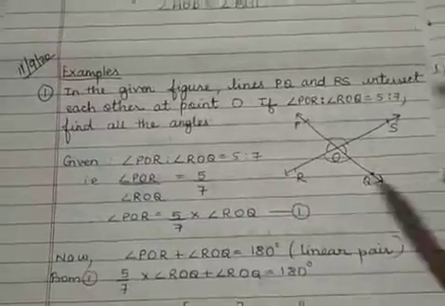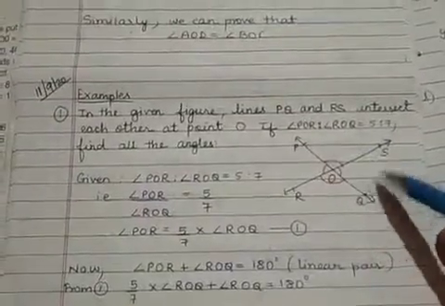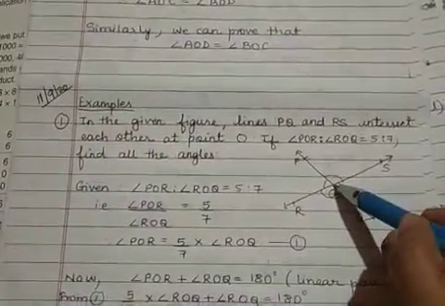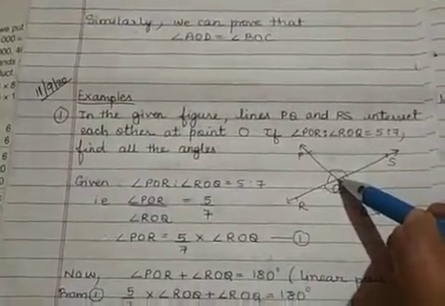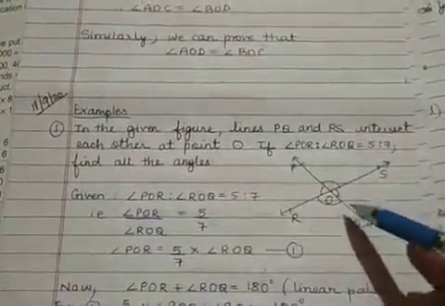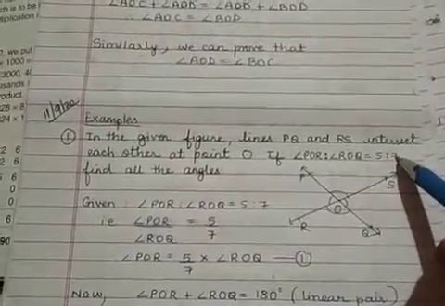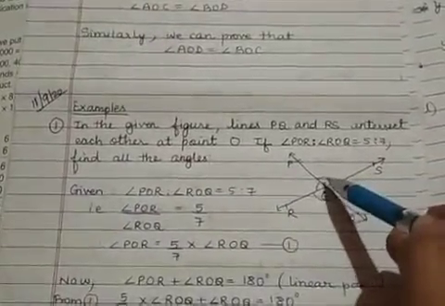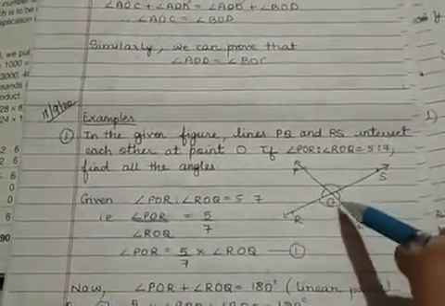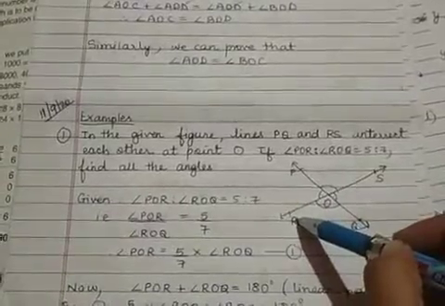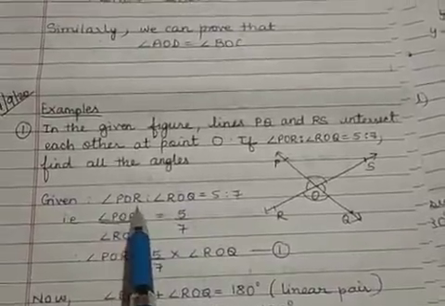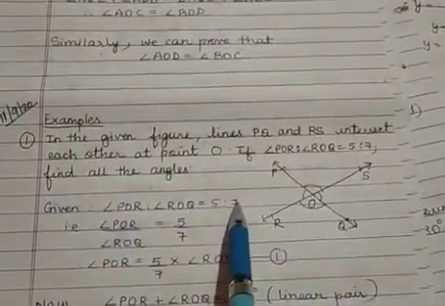So you are given here that the lines PQ and SR intersect at the point O, and it is given that the ratio of the angles POR and ROQ is 5:7. Now you have to find all of the angles. So you have to find angle POS, SOQ, ROQ and POR. So first let us see what is given to us. It is given that angle POR is to angle ROQ is 5:7.